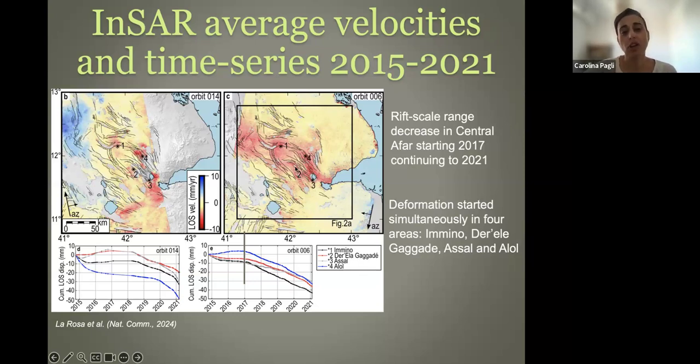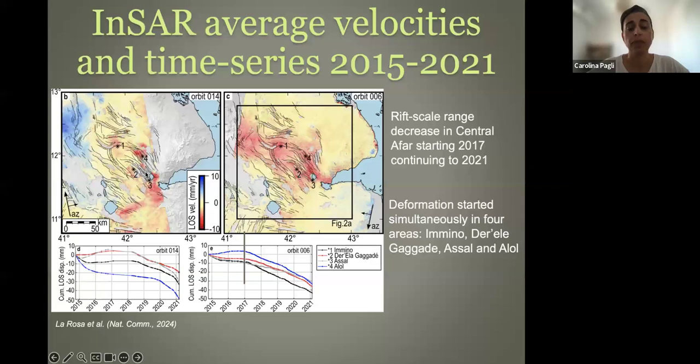In the average velocity maps, we actually see that at the location of the asterisks, 1, 2, 4, we see red in both the maps. Red in this convention is the ground moving towards the satellite. So the distance between the satellite and the ground itself is decreasing, and hence it's negative. So it's consistent with uplift.